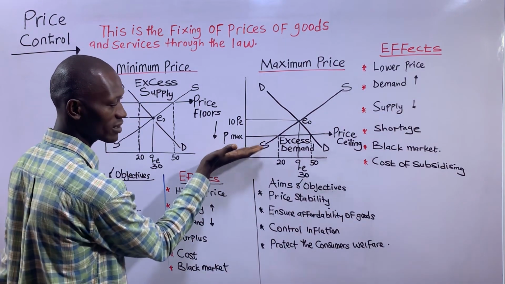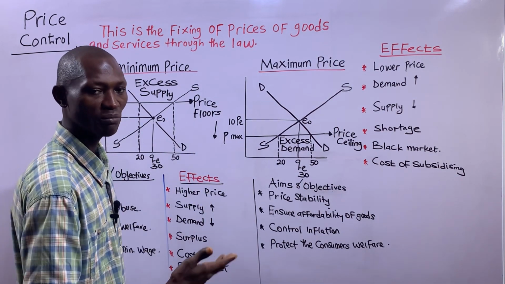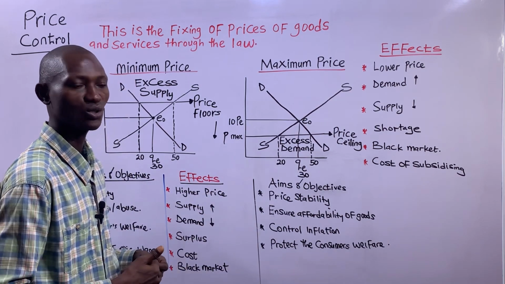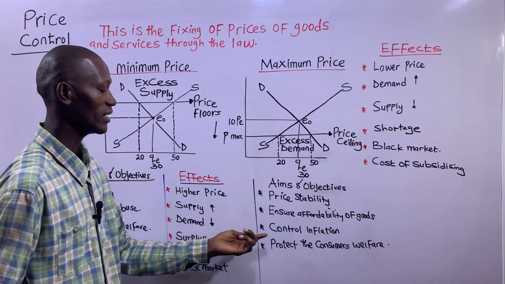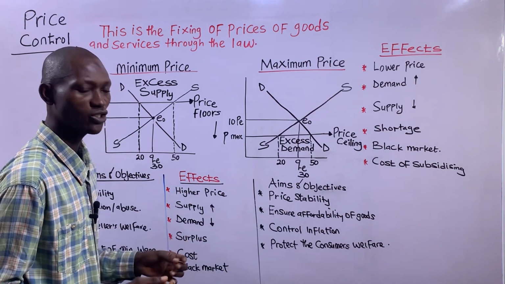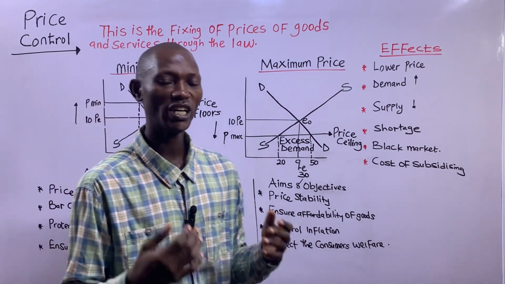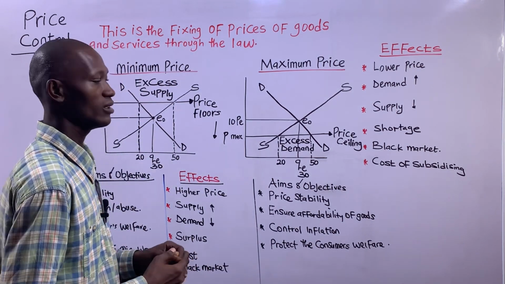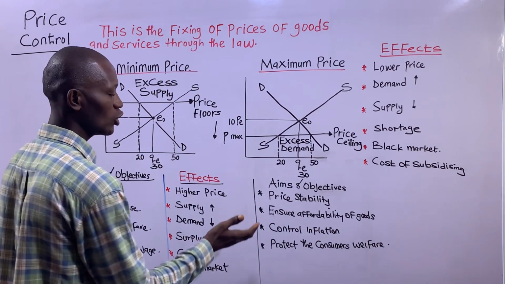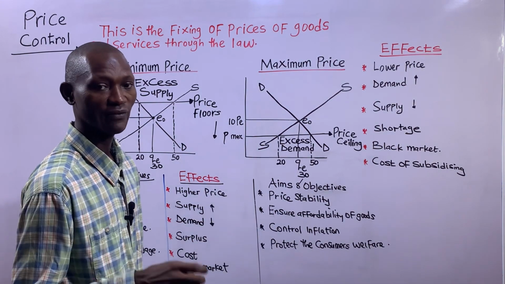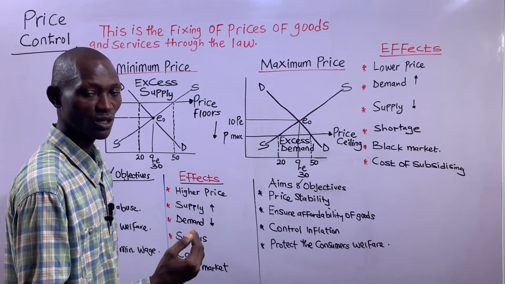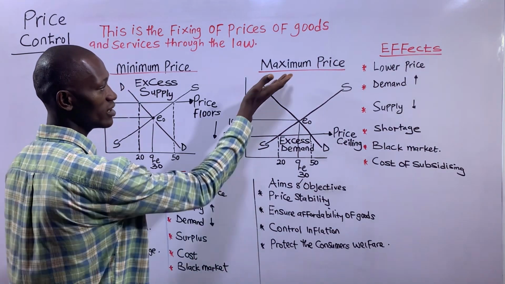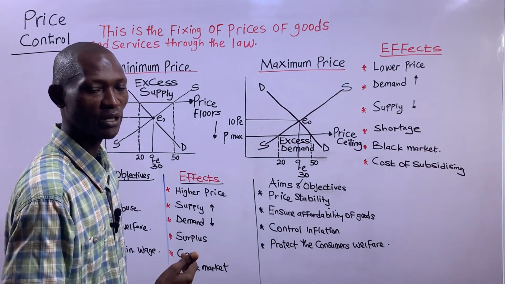So when the prices are very low, the affordability of that product will increase. That means people will be able to afford it. That's basically that. Then control inflation. Inflation, like you all know, is a general increase in the prices of goods and services over time. So if the government wants to downplay inflationary pressure and, as a result, reduce or curb inflationary rates, then it will introduce maximum price legislation.